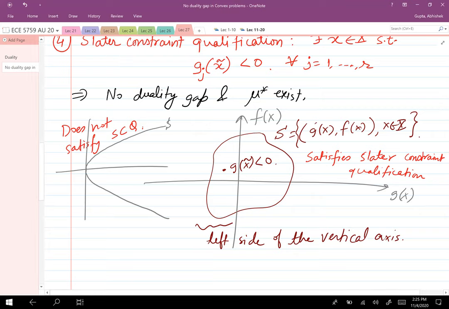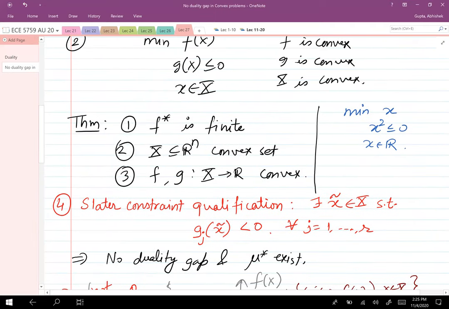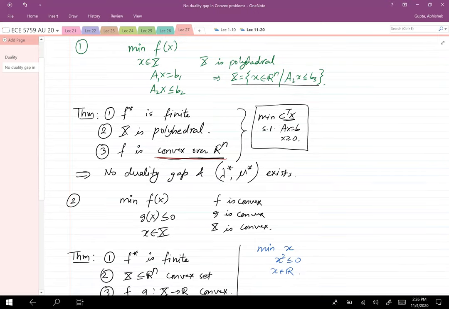Okay, so we have just discussed two fairly broad classes of convex problems. One in which all the constraints are polyhedral in nature, in which case, if the function is convex over the entire Euclidean space, there is no duality gap and there exists an optimal dual solution. And the second is the inequality constraint problem such that Slater constraint qualification is satisfied, in which case there is no duality gap and mu star exists. Any question on these two settings? So this is setting number one, and then setting number two.